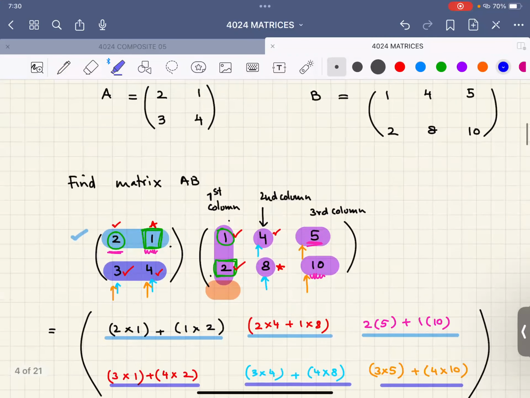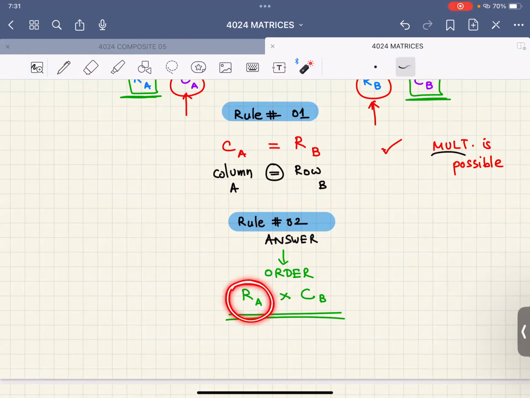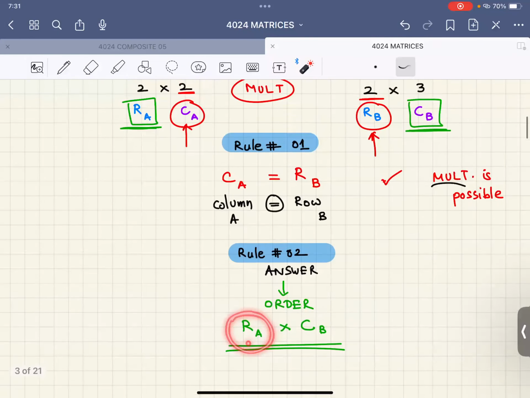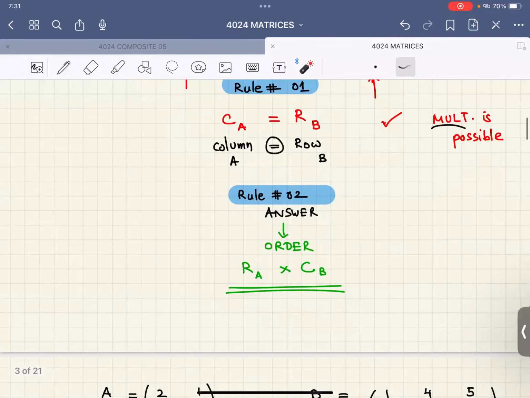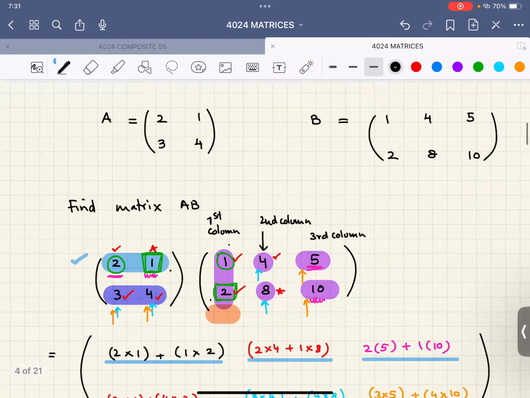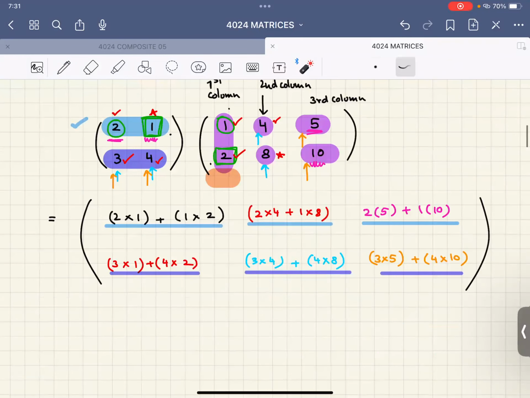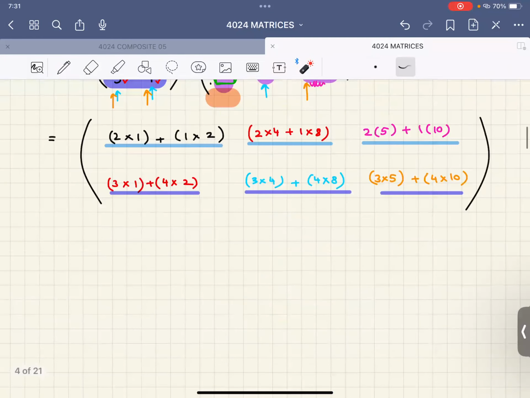Now double check. What does the answer look like? The answer looks like the rows of the first matrix, that is 2, and the columns of the second matrix, which is 3. So this is 2 by 3, which is the case over here. So this is a 2 by 3 matrix. Yes, it's 2 rows and 3 columns. That's how the answer will look like.